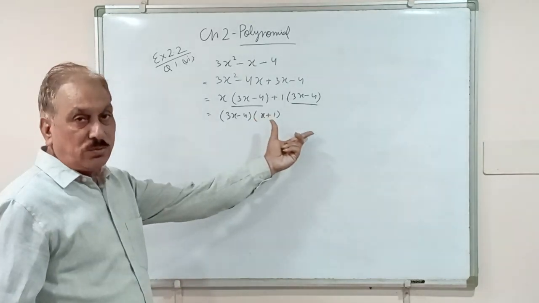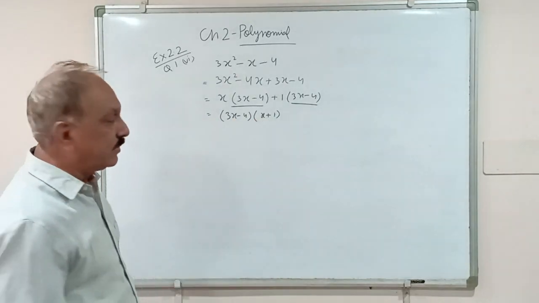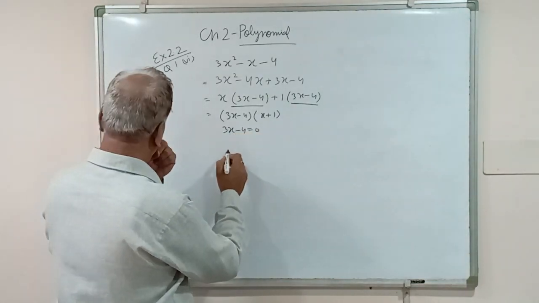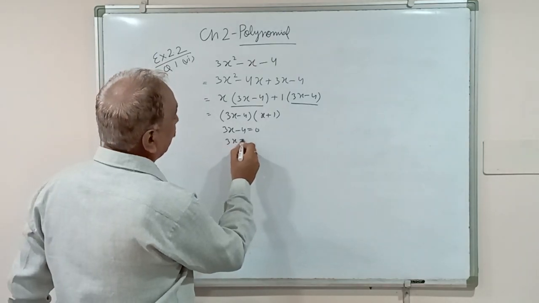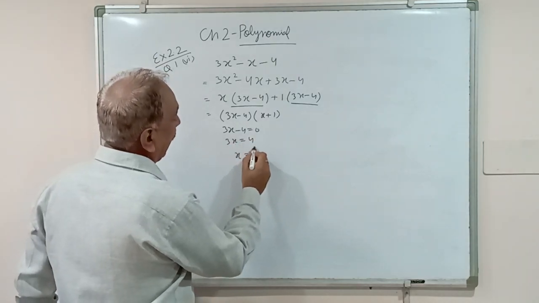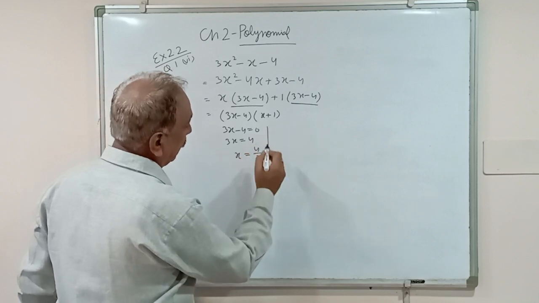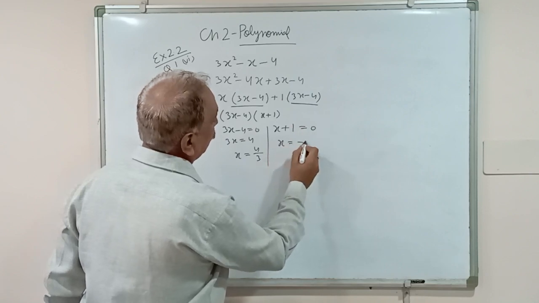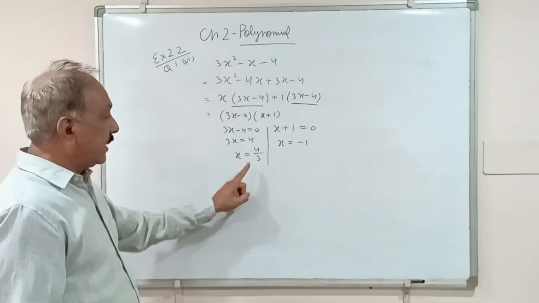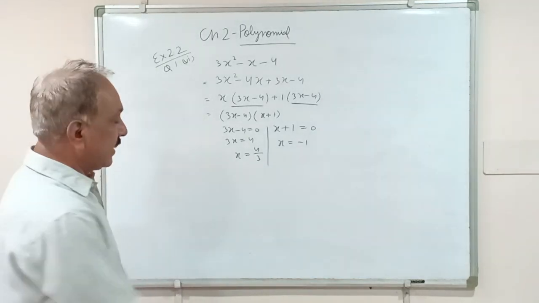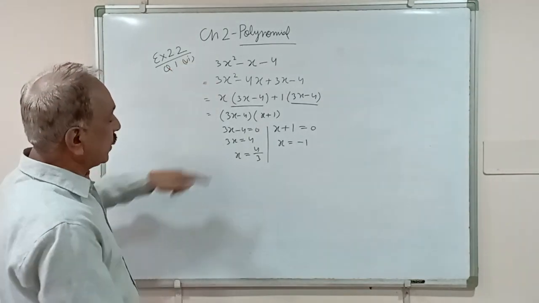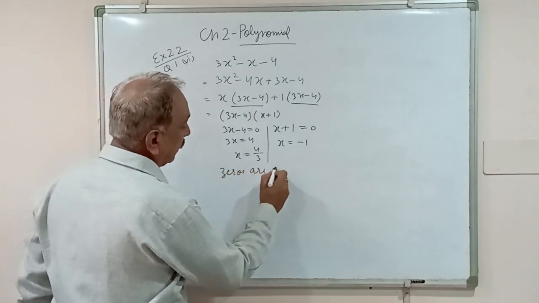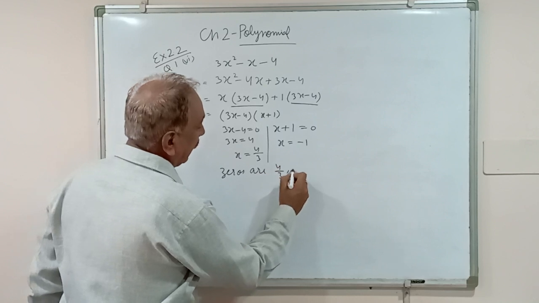Product of these two terms is 0, either first term 0 or second term 0. 3x minus 4 is 0, 3x equals to 4, x equals to 4 by 3, or x plus 1 is 0, x equals to minus 1. So zeros are 4 by 3 and minus 1. This first part you have to find the zeros.